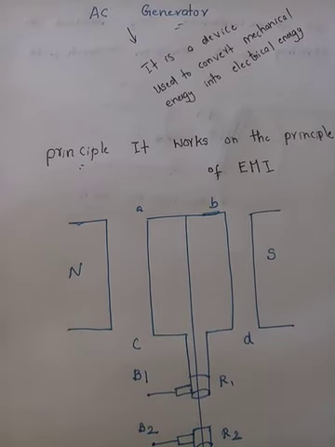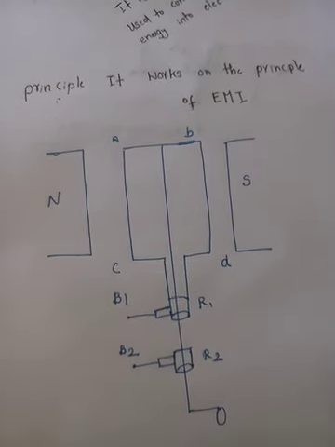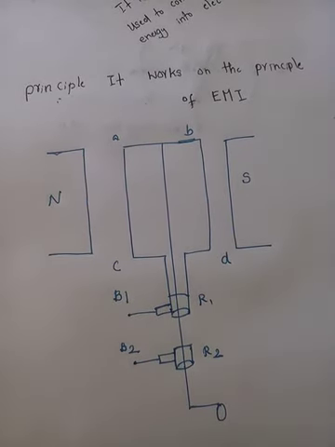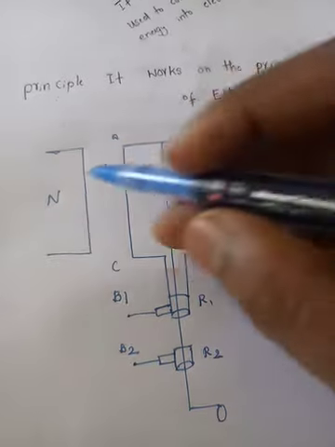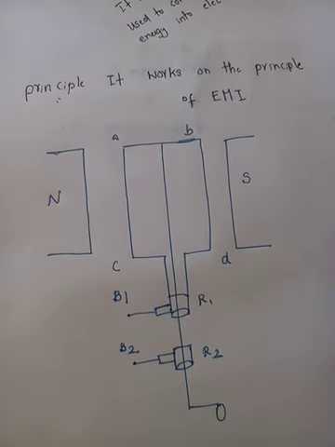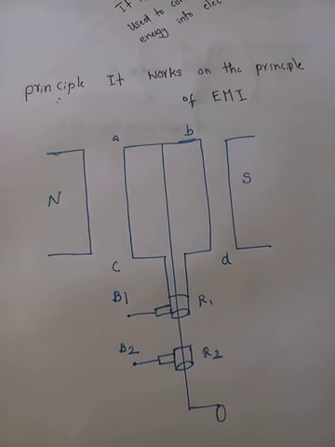Let us see how it converts mechanical energy into electrical energy. The basic phenomenon is electromagnetic induction, which means we should change magnetic flux. If you change magnetic flux, it induces EMF, nothing but electrical current. So how are we going to convert mechanical energy into electrical energy? Let us take the apparatus, the main construction of an AC generator.